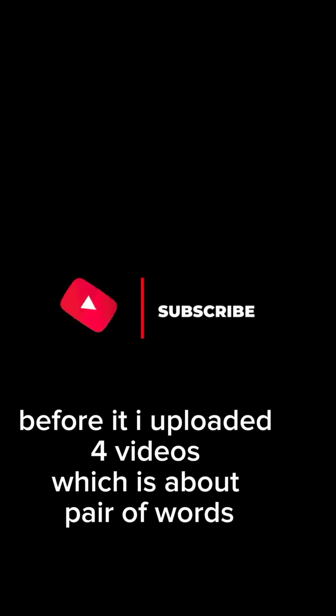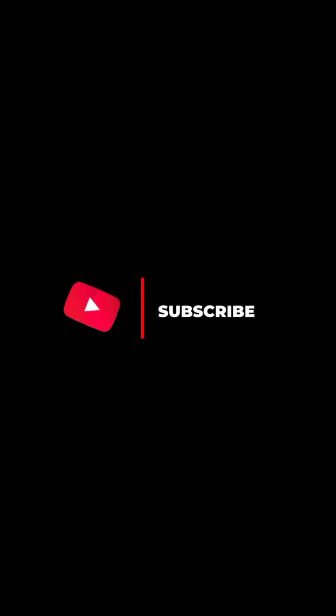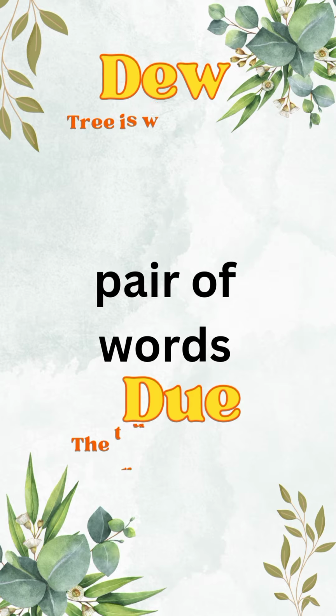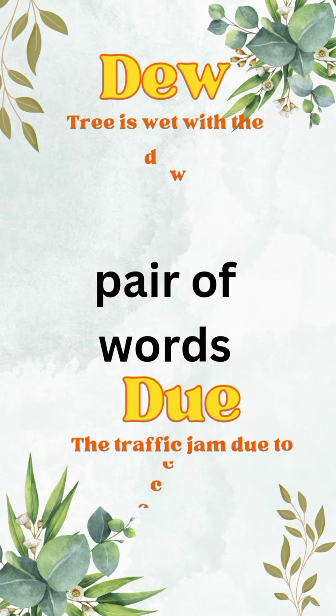As you know, this is the fifth part of Pair of Words. Before it, I uploaded four videos about pair of words. This is my fifth video, and the first pair of words is due and dew. First, dew means drops of water, and the next, due, means because of: the traffic jam due to an accident.